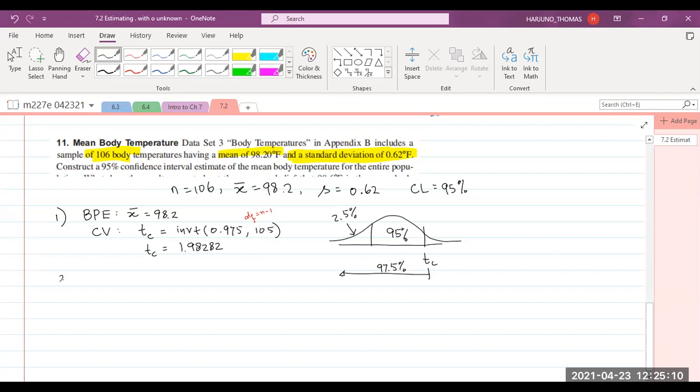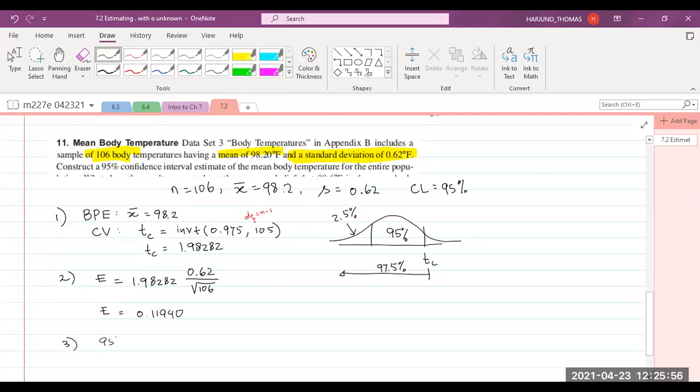1.98282. So the margin of error will be 1.98282 times 0.62 over the square root of 106, which will give me 0.11940.